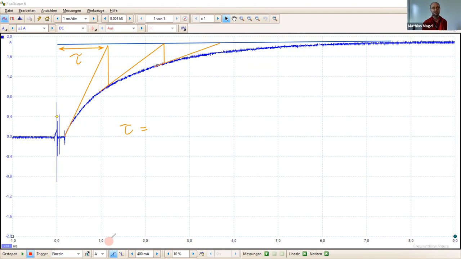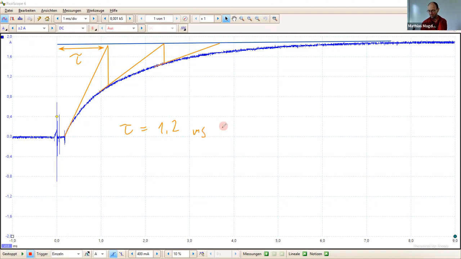If you check the range here, how long is this time approximately? Yeah, 1.2, and the unit is very small, written somewhere here or written here on the top. So it's millisecond.